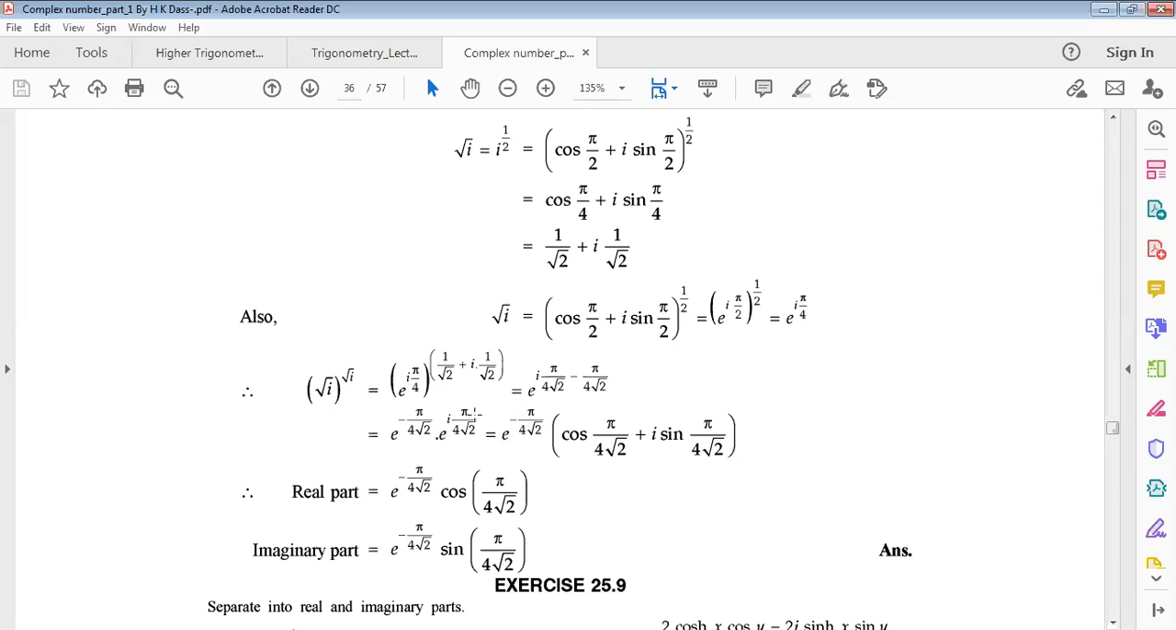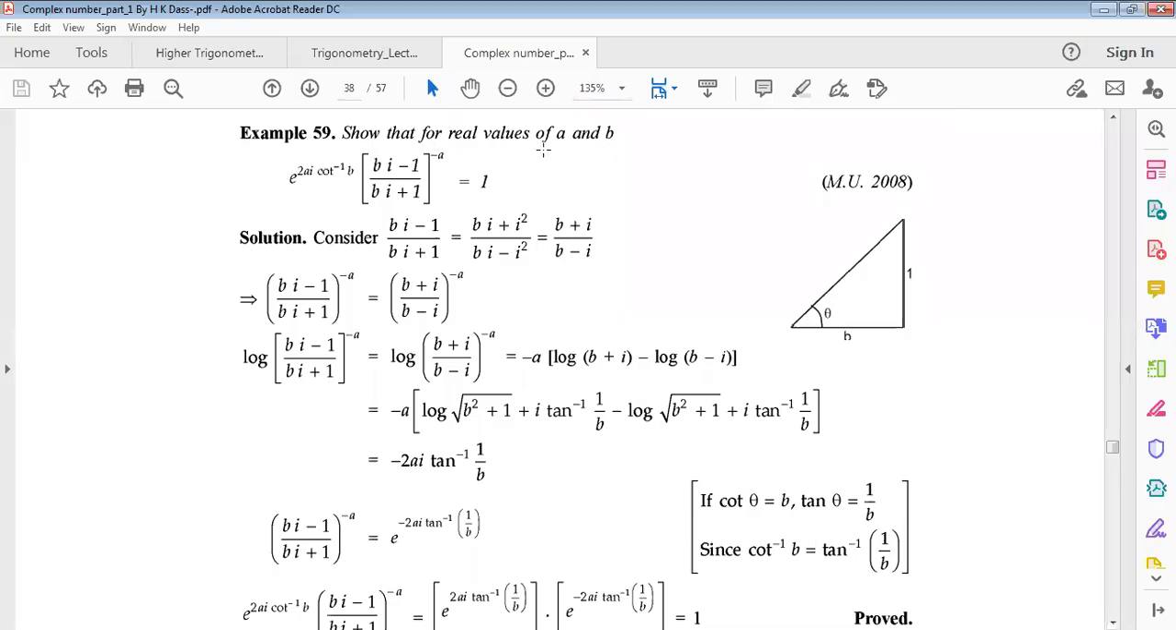This can be written as e^(-π/(4√2)) and, by the e^(ix) formula, cos x + i sin x, where x means π/(4√2). This formula we have in the previous page: cos x + i sin x. Now multiplying, and equating real and imaginary parts on both sides. This is the real part, multiplied with this. And the imaginary part is this, multiplied with this. This is the required result.